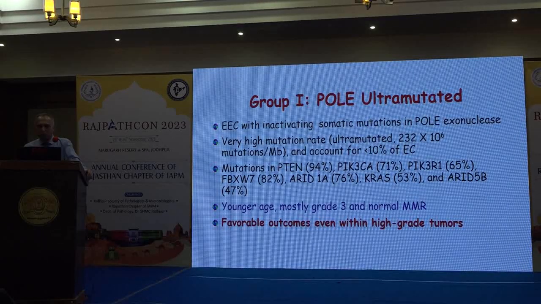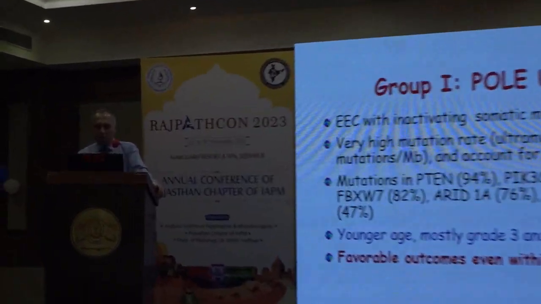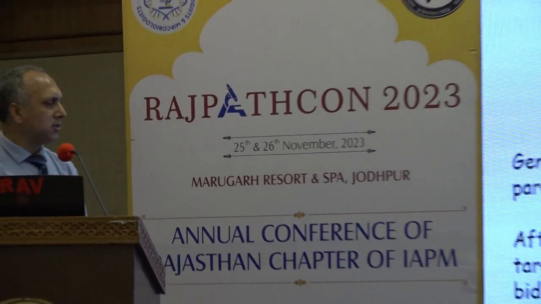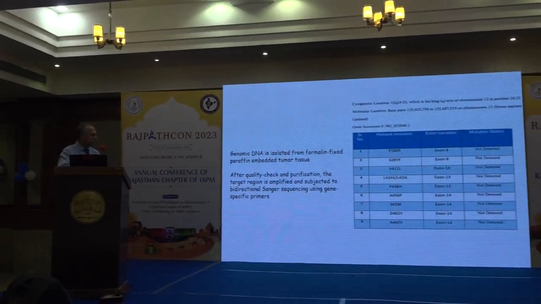So this is the kind of morphology which you will see in a polymutated tumor. Now the beauty of this is that it has a favorable outcome even with this kind of high-grade morphology, and they may or may not be associated with MMR deficiency, and there are certain hotspots which have now been clearly identified. So by Sanger sequencing and all, it's not a very expensive test anymore to do.